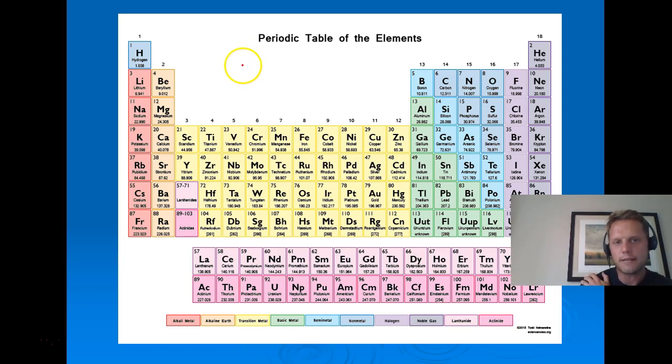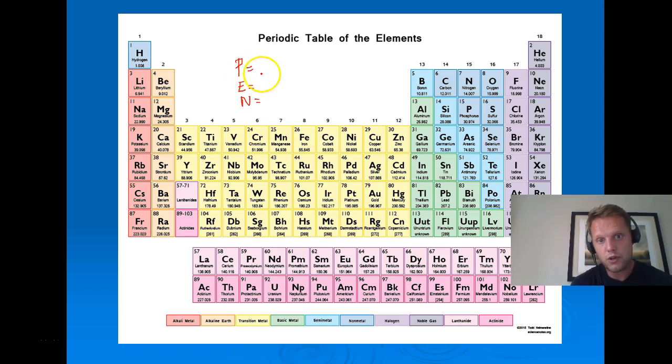So in summary, atoms are made up of 3 things. They're made up of protons, electrons, and neutrons. Protons and neutrons are located in the center, in the nucleus. Electrons are located on the outside. Protons have a positive charge. Electrons have a negative charge. If you want to find out the number of protons of any atom, you just look at the small number.